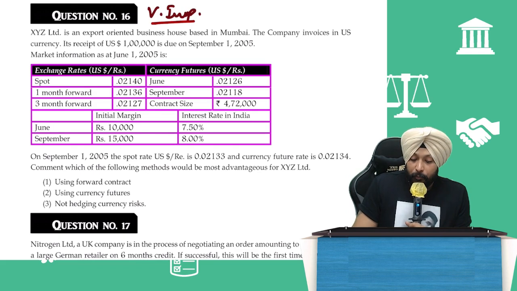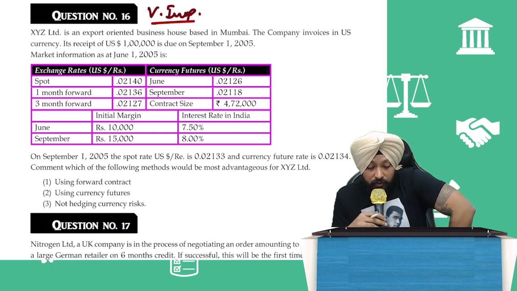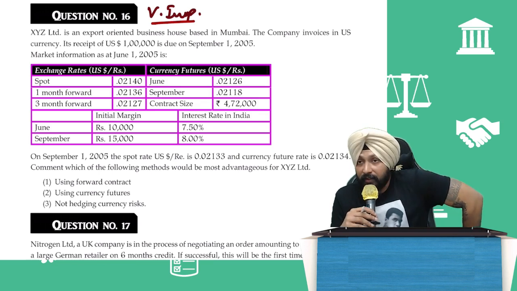XYZ Limited is an export-oriented business house based in Mumbai. The company invoices in US currency. Its receipt of $1 lakh is due on September 1, 2005. Market information as at June 1, 2005: exchange rate dollar per rupee is given as 0.2140, which is dollar per rupee is given to you, which is fine with us. Base currency is in the denominator.